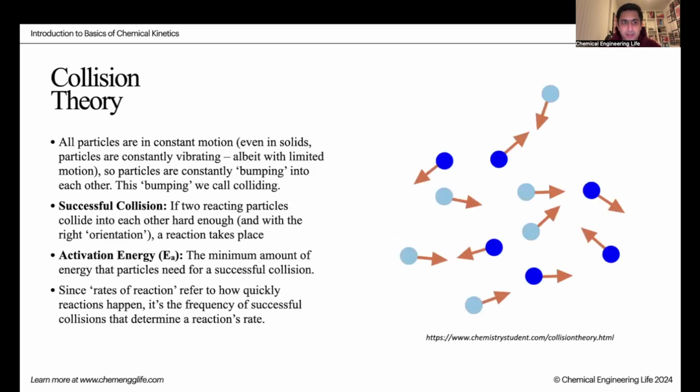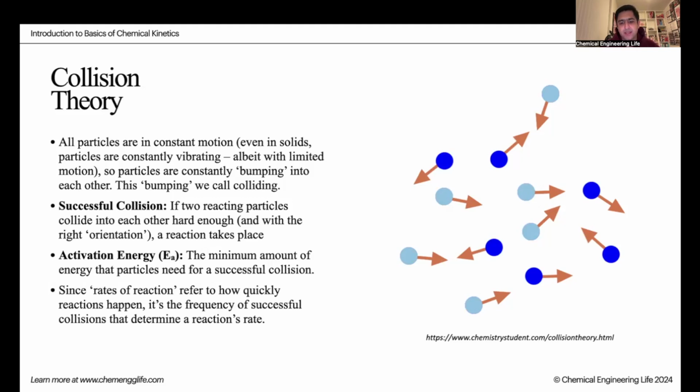And then we're coming down to the collision theory. The way reactions take place is that we assume there are small spherical particles that are not attracted to each other, and they are free to move around in the confined space that we have for the reaction.